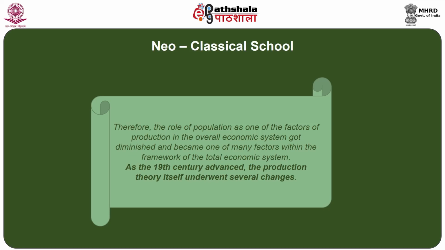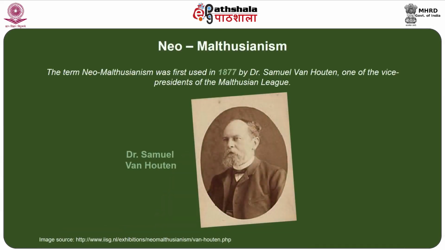As the 19th century advanced further, the production theory itself underwent several changes. Now let us understand the Neo Malthusianism. The term Neo Malthusianism was first used in 1877 by Dr. Samuel Van Houten.